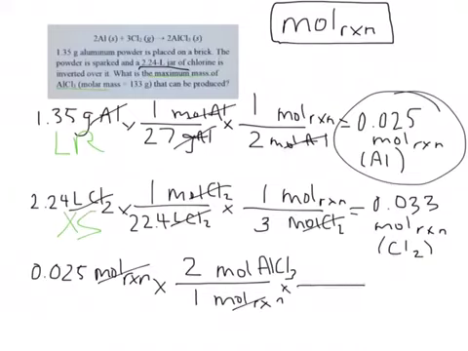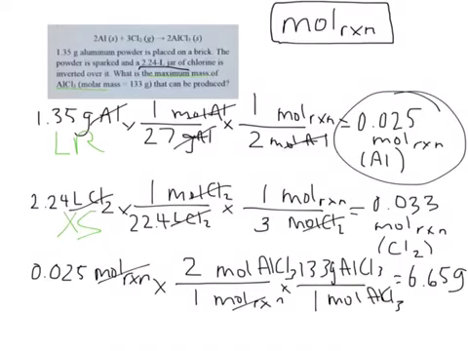And finally, change to mass, which is what they've asked us for. To grams. They've given you the molar mass, 133. And when you put this in your calculator, you get your exact same final answer, 6.65 grams of product. And you're done.